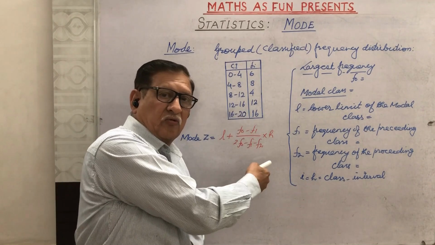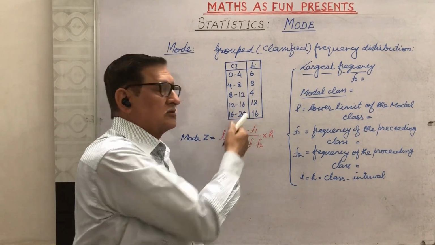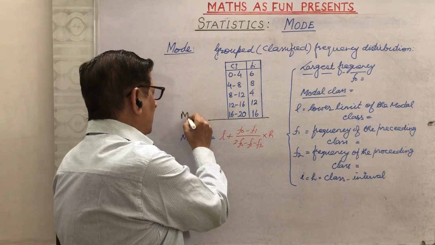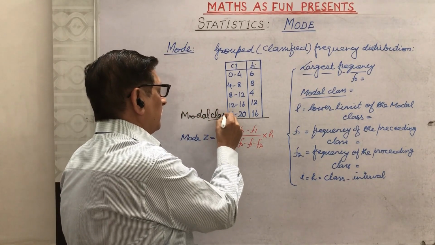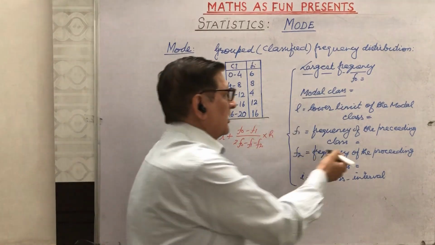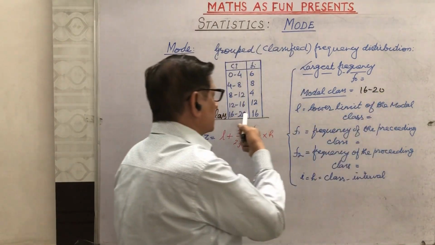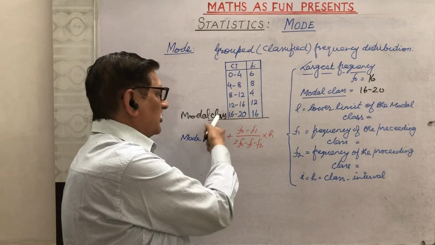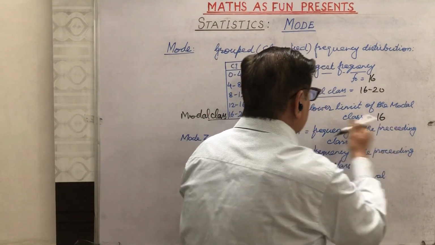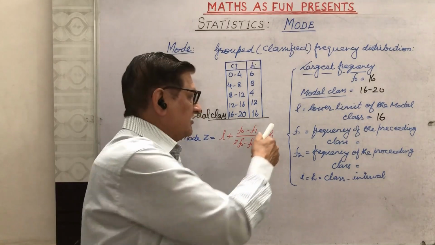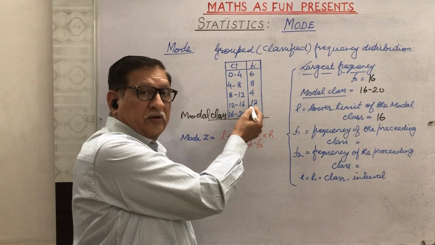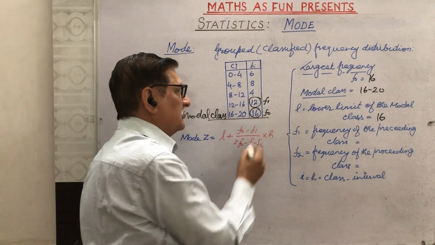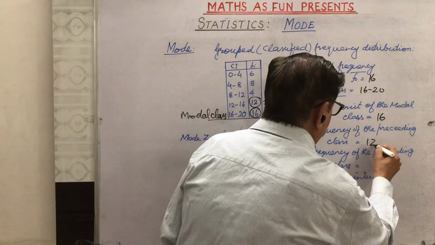So what do we find in this? We are finding the largest frequency is 16, and the corresponding class to that is 16 to 20. So the modal class is 16 to 20 because the highest frequency F0 is 16. The lower limit of this modal class is 16, that is L is 16. Then what is F1? F1 is the frequency of the preceding class. Here we are finding this is F1, that is 12. F0 is 16.